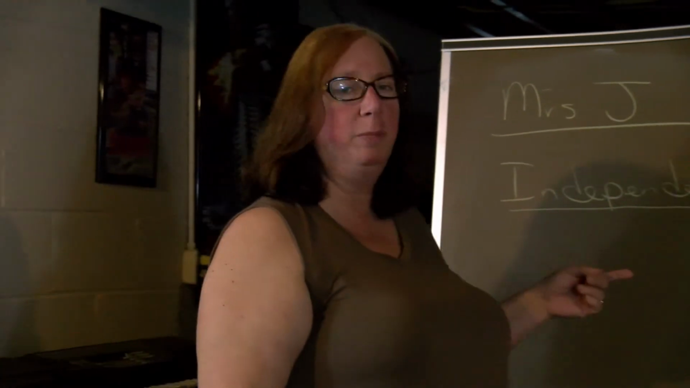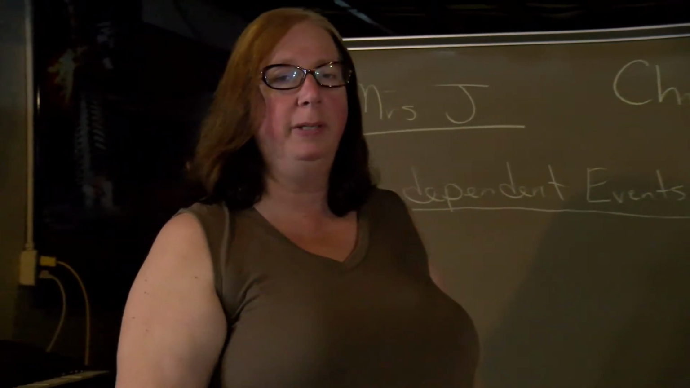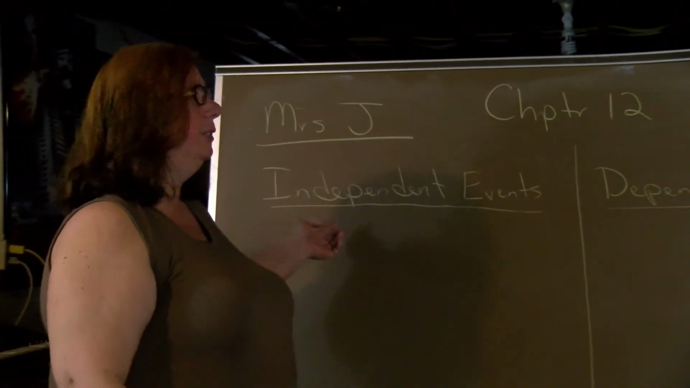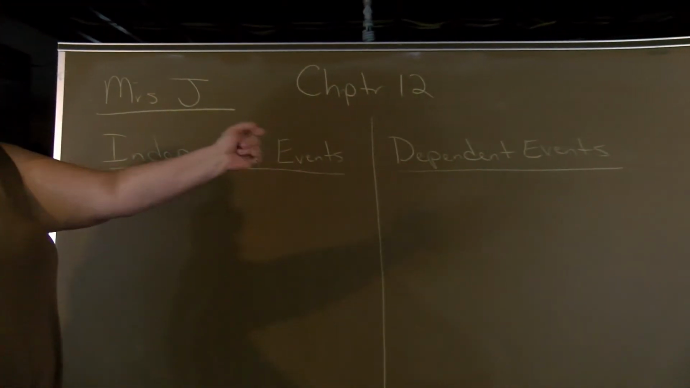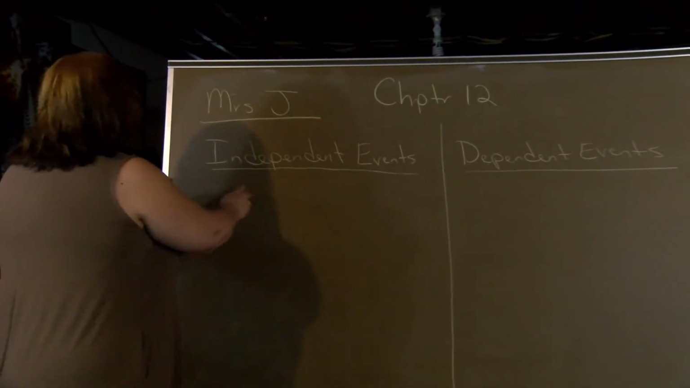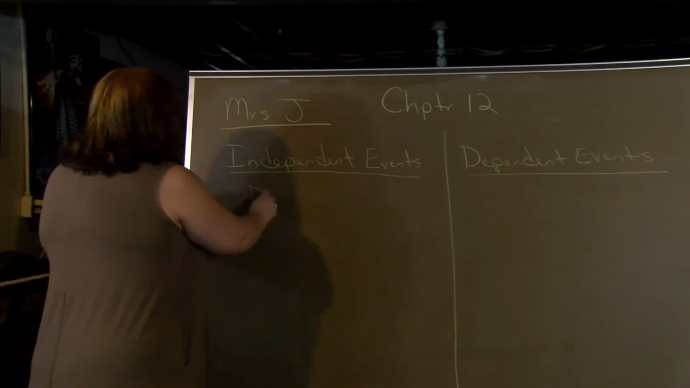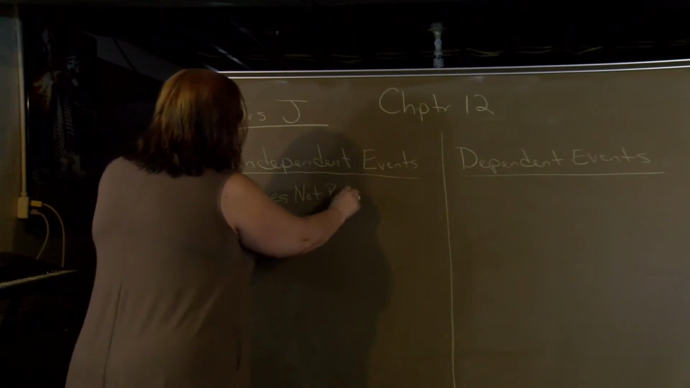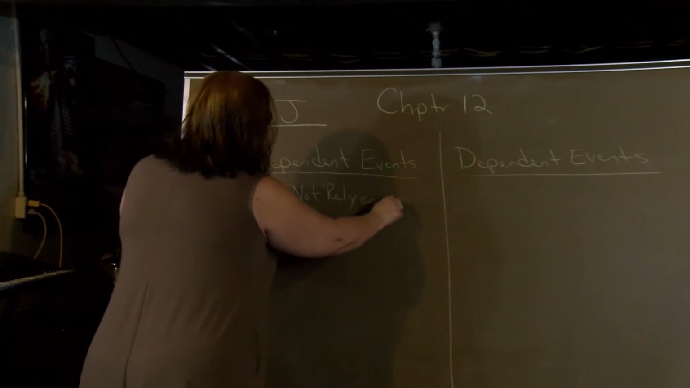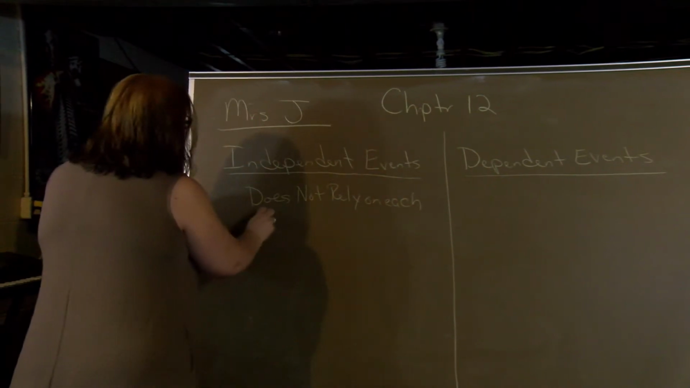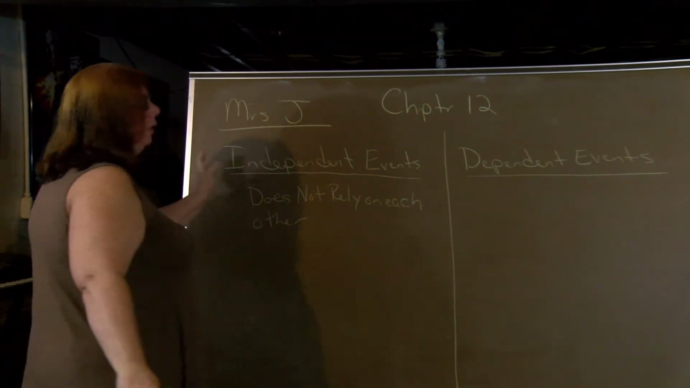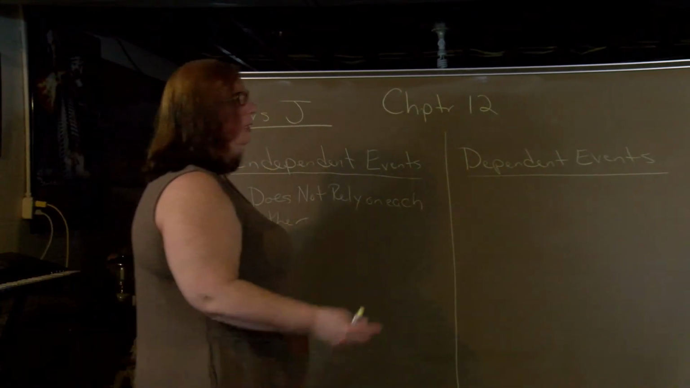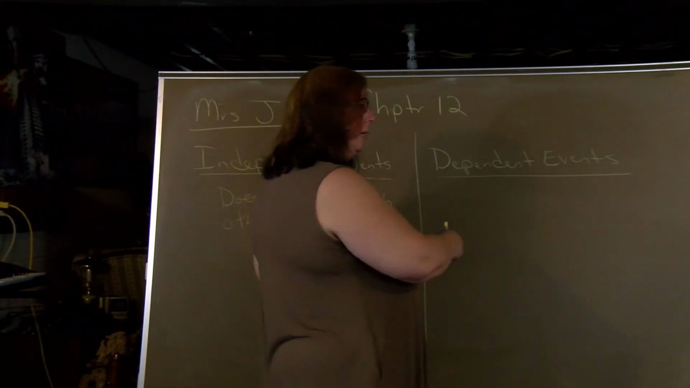Today we're doing chapter 12, which continues on probability and has more than one event. So you have to decide whether it's an independent or dependent event. An independent event does not rely on each other, whereas a dependent event can change the probability of the other one. It can depend on what the first one does.